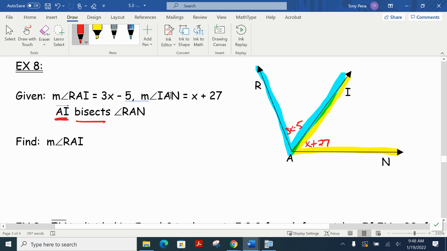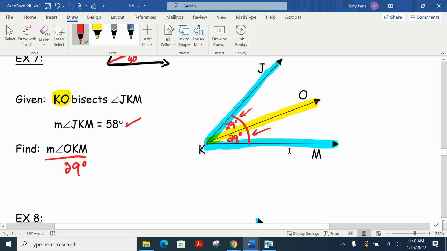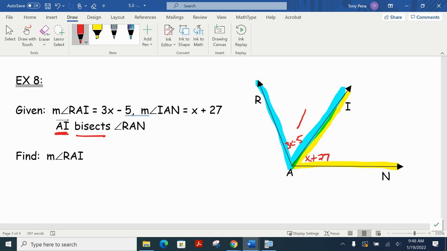Similar to what we just said when Armando did this, if this ray cuts these angles in half, don't these two things have to be equivalent to each other? They have to be equal. So instead of saying 29 and 29, actual numbers, this angle here and this angle here have to have the same degree measure. With that understanding, we can take those two algebra expressions, the 3x minus 5 and the x plus 27. We know those have to be equivalent to each other, so we're just setting up an equation where we set them equal.